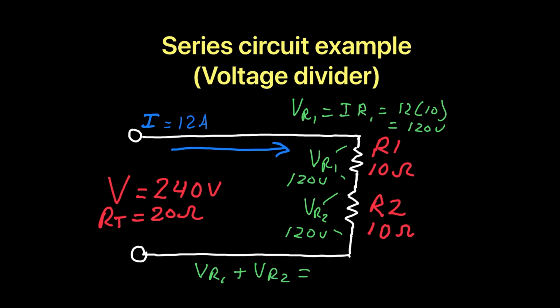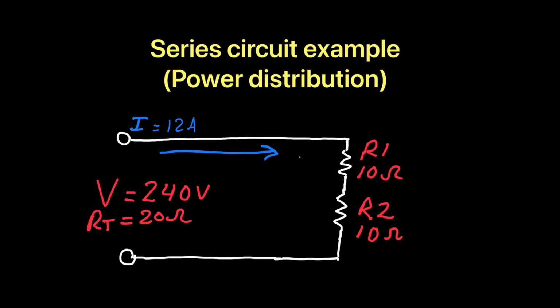Also notice that each voltage is the same. That is only because the resistance of R1 and R2 are the same. If they were of different values, the voltage drops would also be different, but would still add up to 240 volts, which is the source voltage.